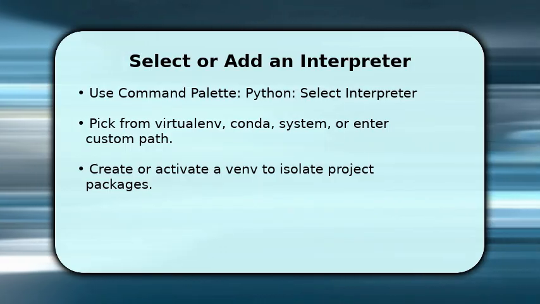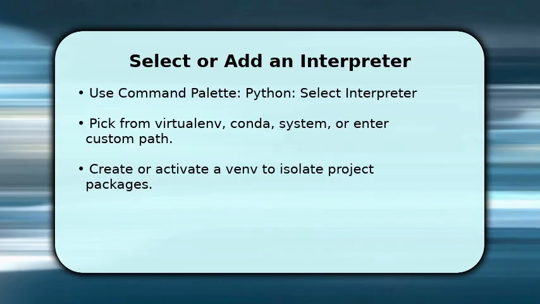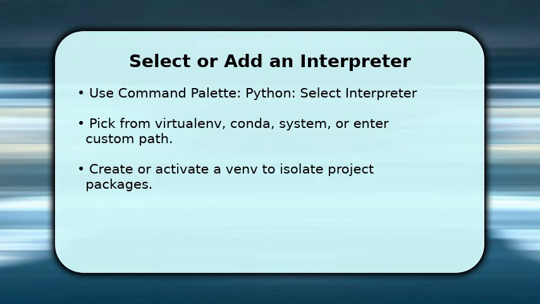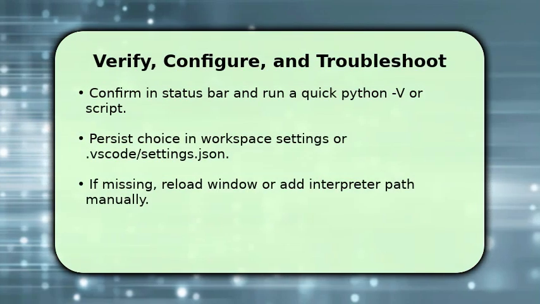Make sure to create or activate a project virtual environment when needed so dependencies stay isolated. Once selected, VS Code will update the workspace settings and status bar, so you can run scripts with the intended runtime. Finish by verifying the interpreter.